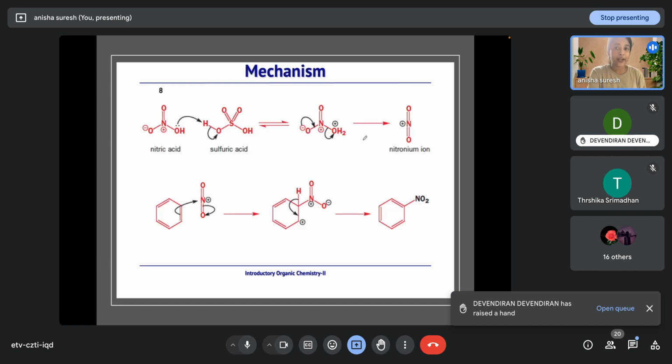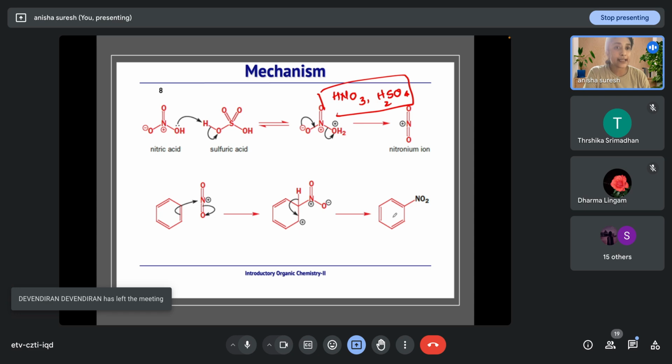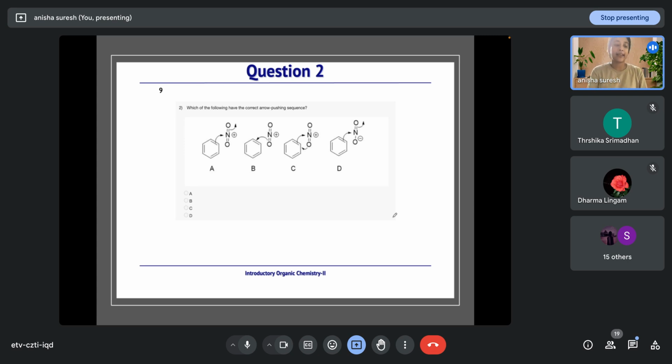So this is the mechanism for nitration. As we can see, nitric acid and sulfuric acid are the reagents that are used for nitration. The nitric acid will abstract the proton from sulfuric acid, so it will form an intermediate like this, and when this N minus pushes towards here, this OH2 will be removed and the nitronium ion will be formed. This is the reactive species for the nitration reaction. Then this alkene will attack the positively charged nitrogen, and this double bond will shift towards oxygen, and we will get this intermediate. Now proton abstraction will take place in the presence of some base, and we will get nitrobenzene. So this is the mechanism of the nitration reaction, and the right option is option A.